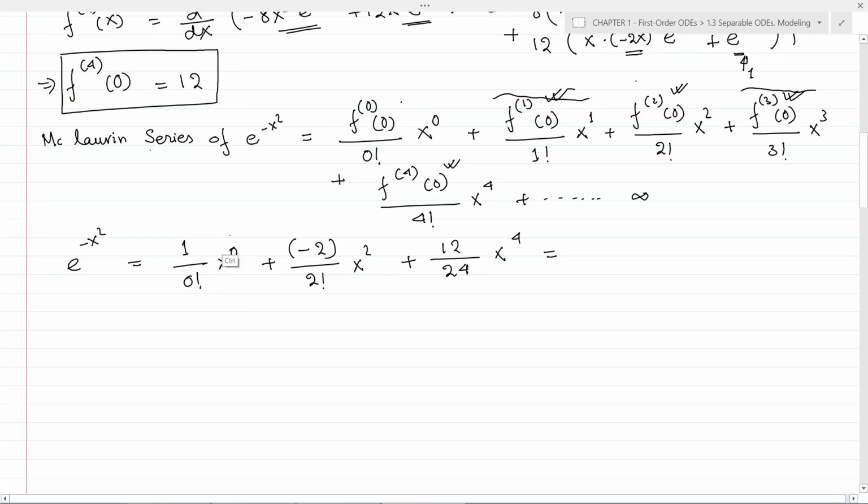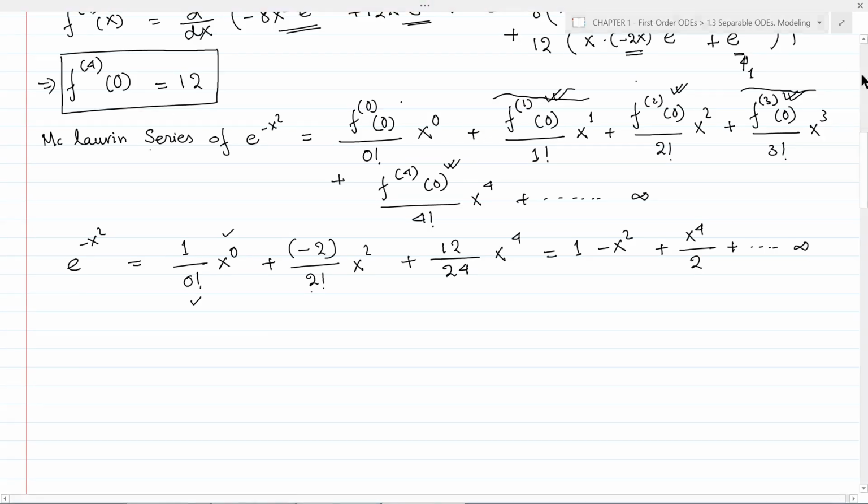This is equal to: the first term becomes 1 because 0 factorial is 1 and x to the power 0 is 1. So this is 1. 2 factorial is 2, so this whole term becomes minus x square, and 12 by 24 is 1 by 2. So the third term becomes x to the power 4 by 2. Now we have plus up to infinity.